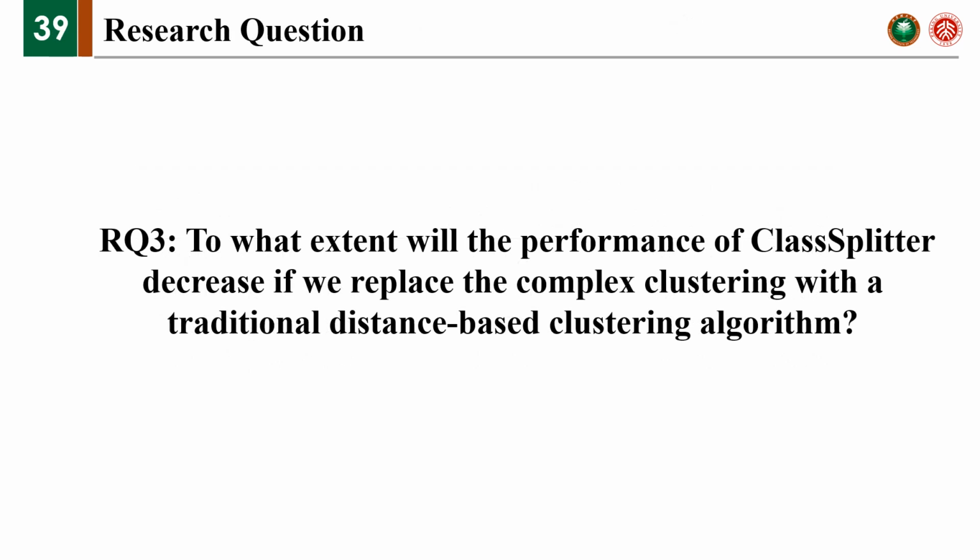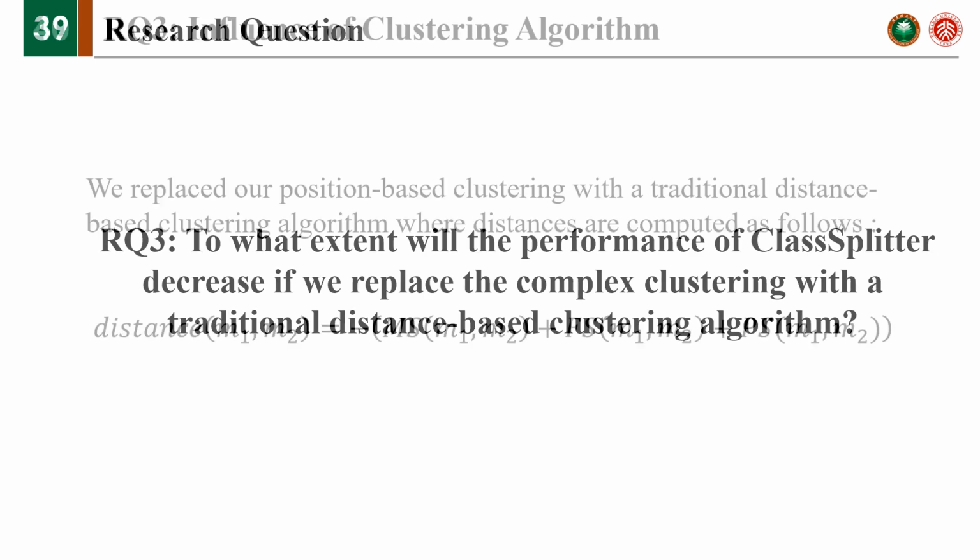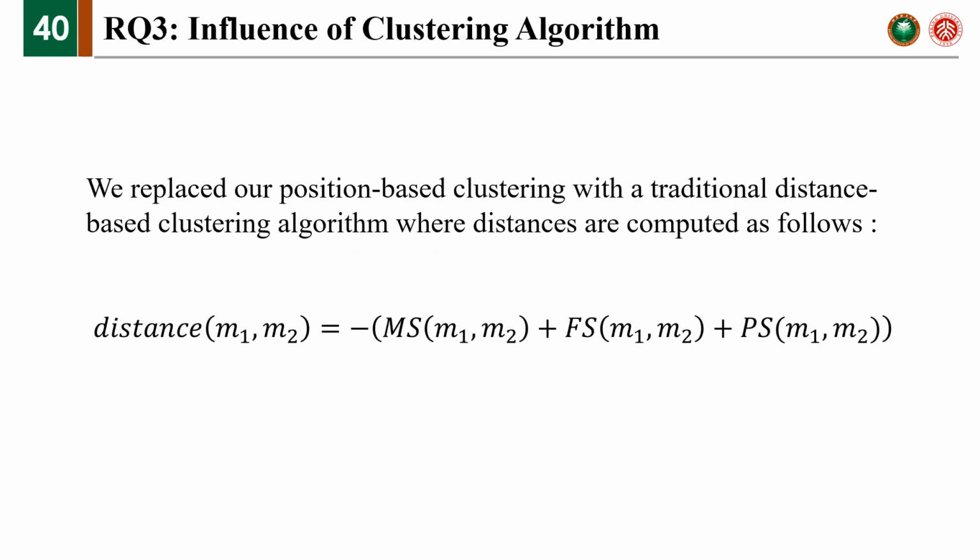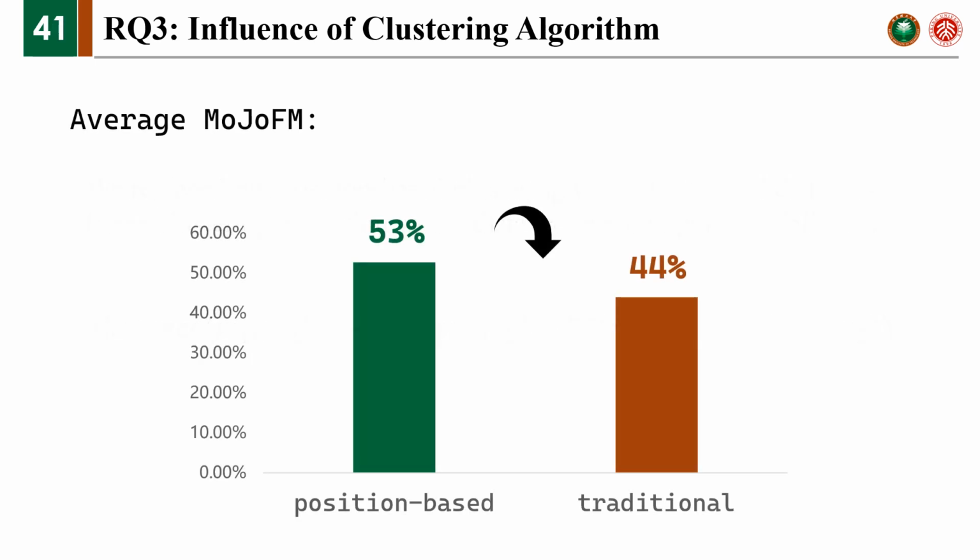Our research question 3 is, to what extent will the performance of ClassSplitter decrease if we replace the complex clustering with the traditional distance-based clustering algorithm? We did our experiment with the traditional distance-based clustering algorithm, where distances are computed as shown. The average MoJoFM was reduced from 53 to 44, which means customizing the clustering algorithm improved the performance by 20%. We conclude based on the analysis that customizing the clustering algorithm is critical for the performance of ClassSplitter.